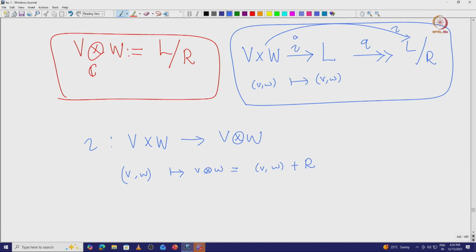Now it is not difficult to check that (V1 plus V2) tensor W is going to be exactly V1 tensor W plus V2 tensor W. So I will leave it to you to check that this iota is indeed a bilinear map.